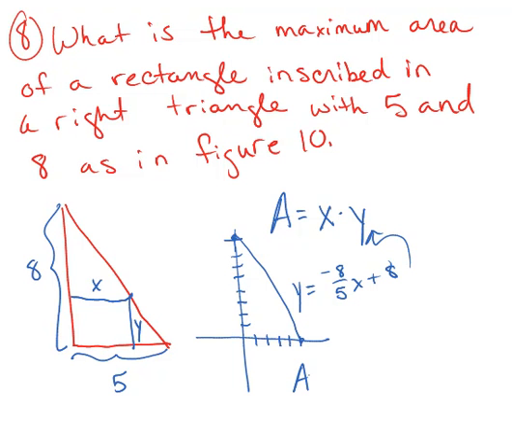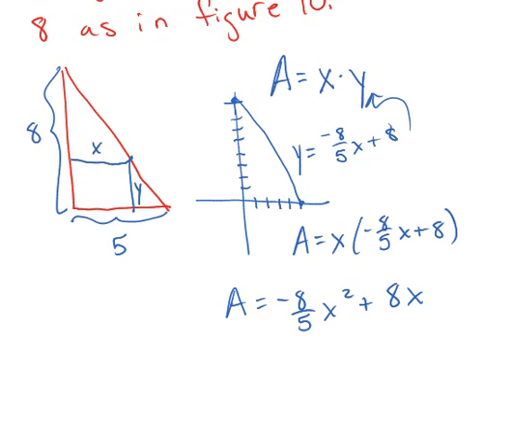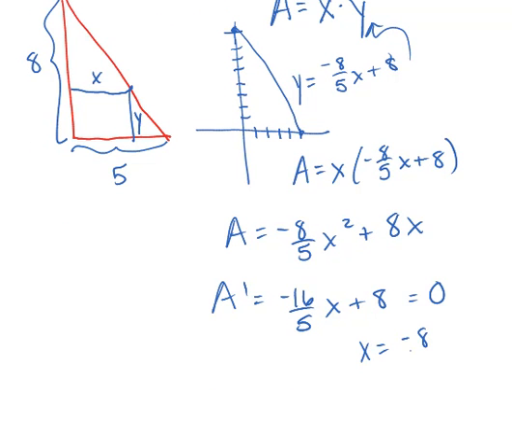And so the area can just be described in terms of x as x times negative 8/5 x plus 8, and then this is just a quadratic that you can optimize. So A is equal to negative 8/5 x squared plus 8x. Taking your derivative, you get negative 16/5 x plus 8. You set that equal to 0. You get x equals negative 8, times negative 5/16, because you flip and multiply, and cancel here, and so we get x equals positive 5/2.